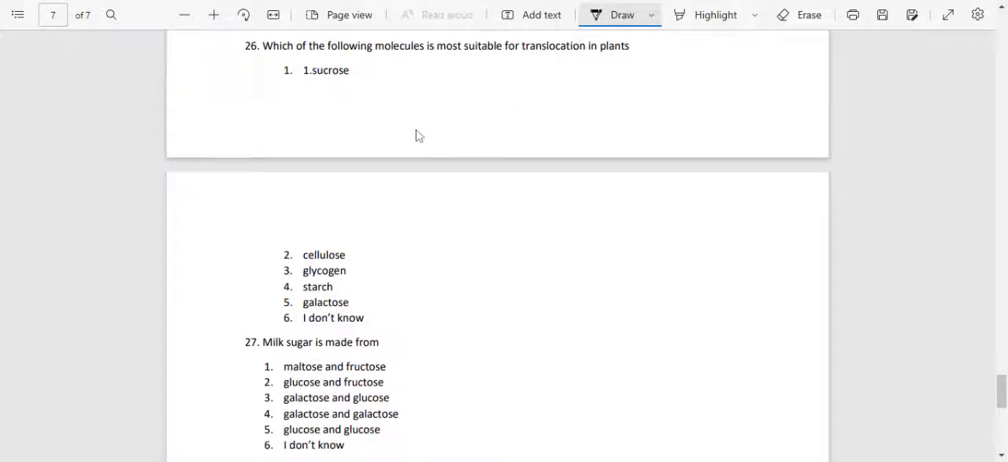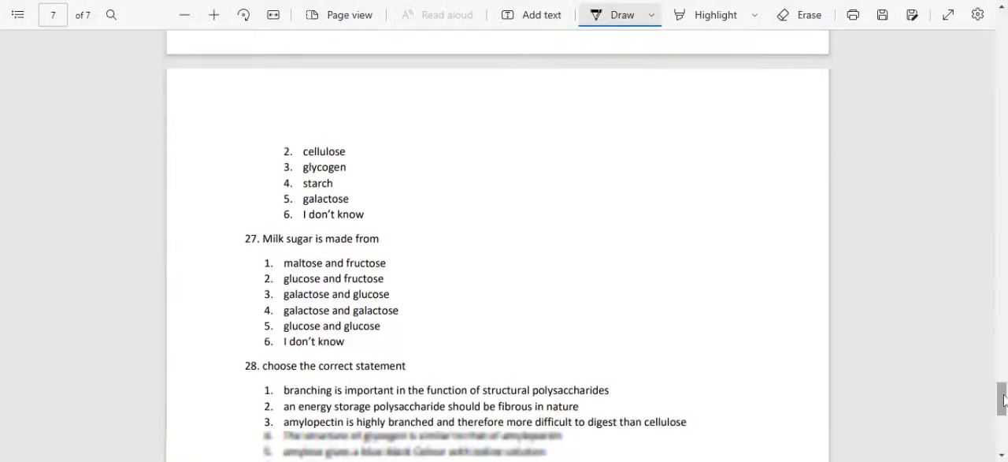Question number 26. Which of the following molecules is most suitable for translocation in plants? Sucrose, cellulose, glycogen, starch, galactose. Sucrose is very best for translocation in plants.